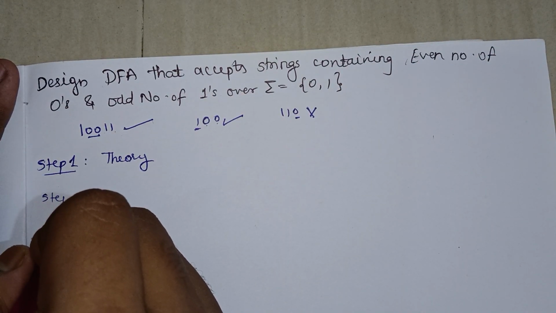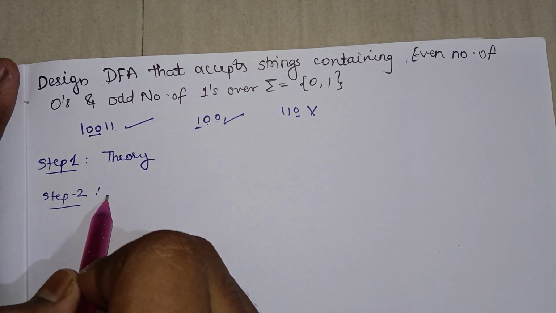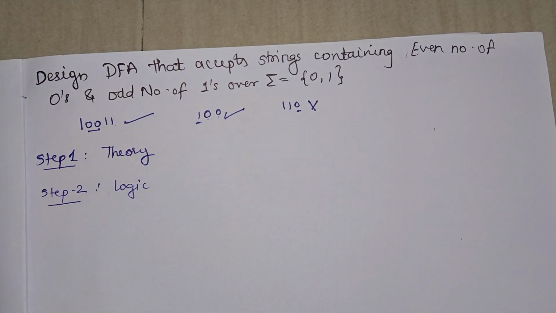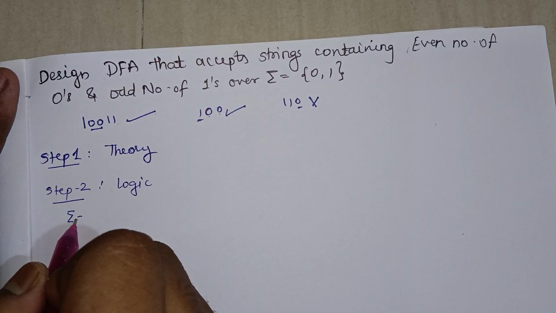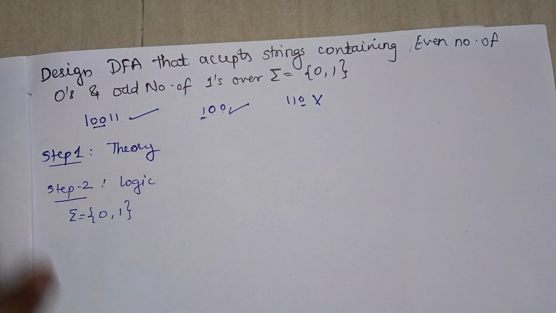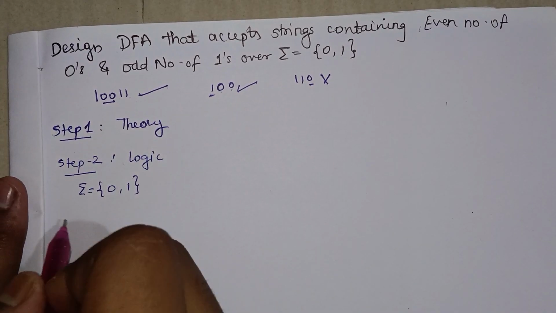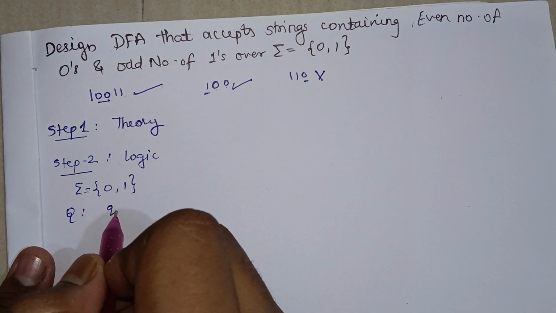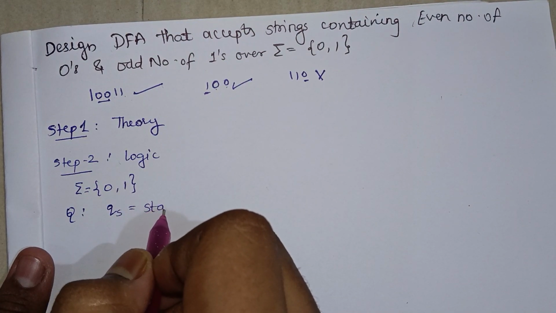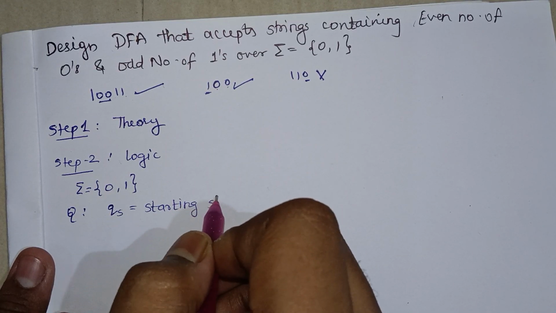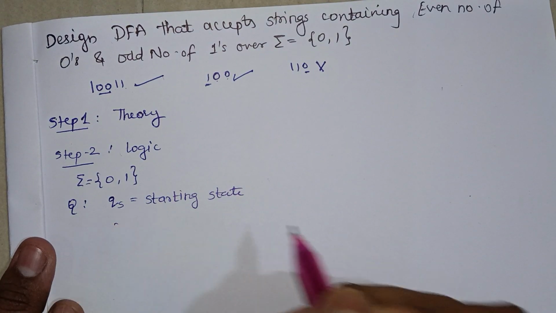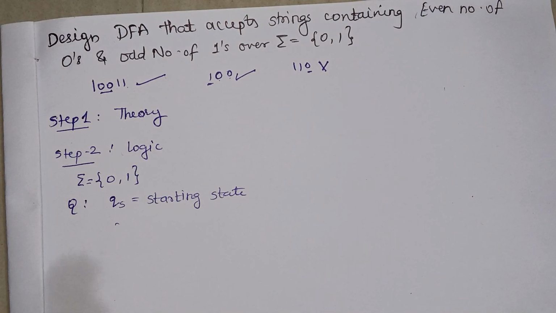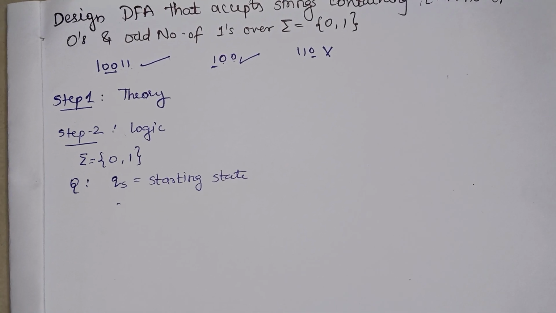Our step 2 is logic. Our input is 0, 1. Q, capital Q, is a finite set of all the states. In this, QS is our starting state. I will take a convention for the names of the states like that. It will help us further in solving the numerical.